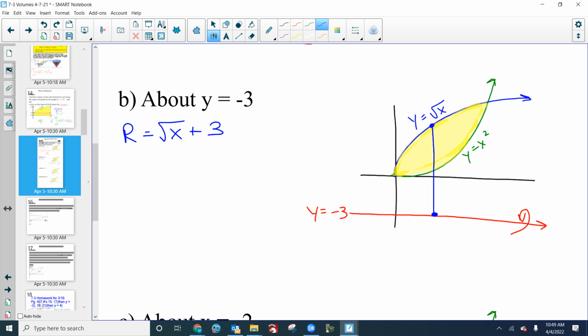You guys agree or disagree? Do you agree it takes 3 units just to get up to the x-axis, plus radical x more to get up to the function? Or what's another way you can find length? Top function minus bottom, or top location minus bottom location. Watch it real quick. Top location, radical x. Bottom location, -3. That was fancy. Radical x minus a -3 is radical x plus 3. I did the teacher thing and I made it way more complicated than it needed to be. Right?